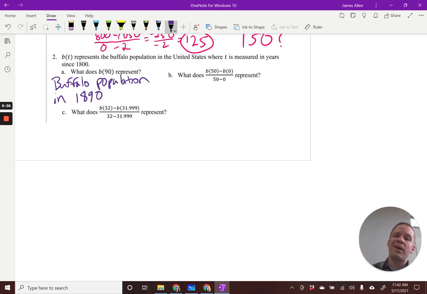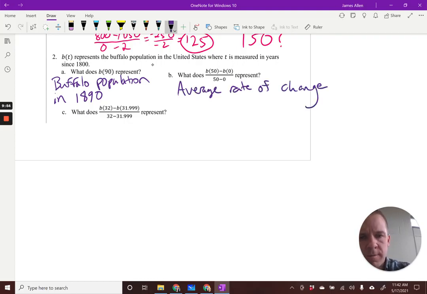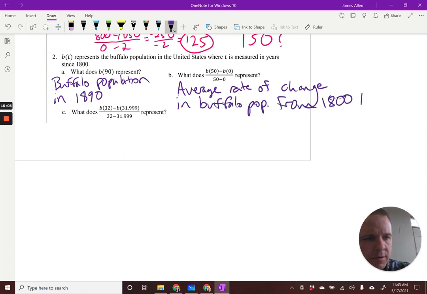All right, next one. What does B of 50 minus B of 0 divided by 50 minus 0 represent? So that's our slope formula, right? It's our rate of change. So this would be the average rate of change in the buffalo population from 1800 to 1850. There we go. So that's the average rate of change of the buffalo population.